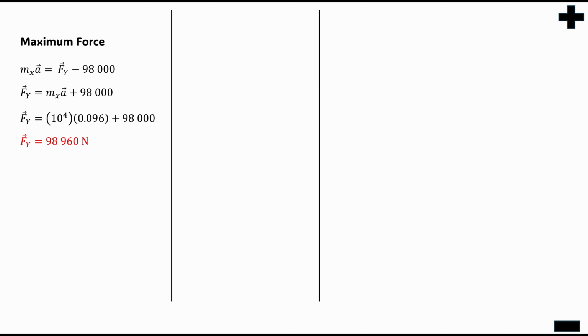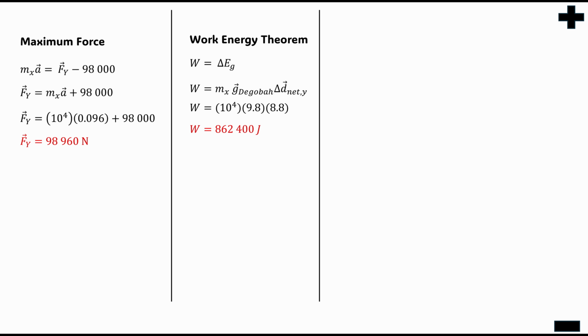Of course, the first method is by work and time. By the work-energy theorem, work equals the change in gravitational potential energy, which by substituting our values, we get a value of 862,400 joules. Then using the formula for average mechanical power, we get that the average mechanical power is 45,034 watts.